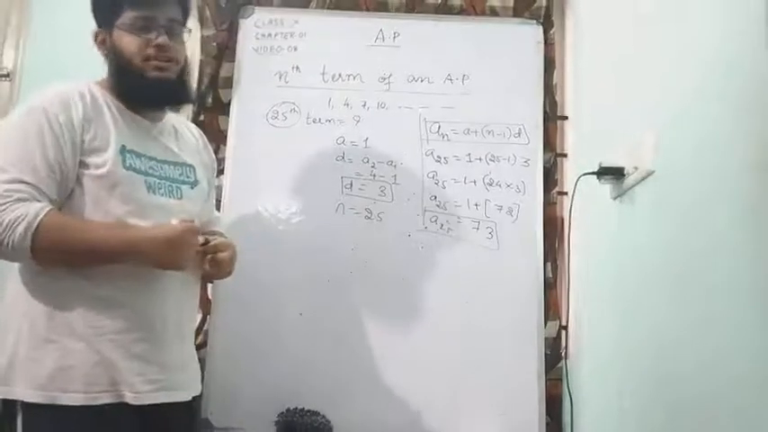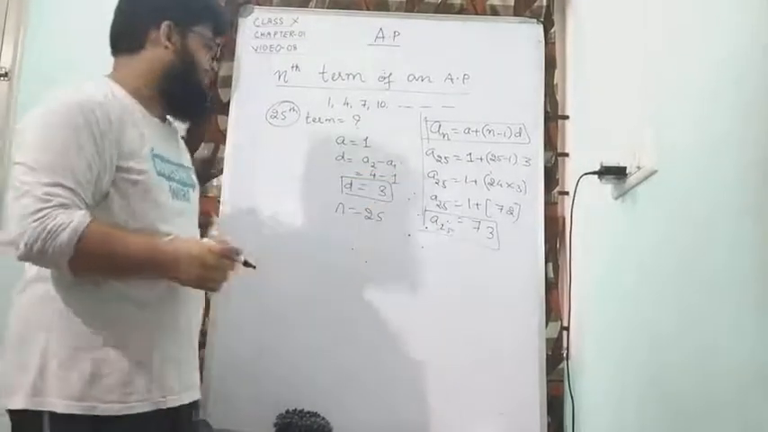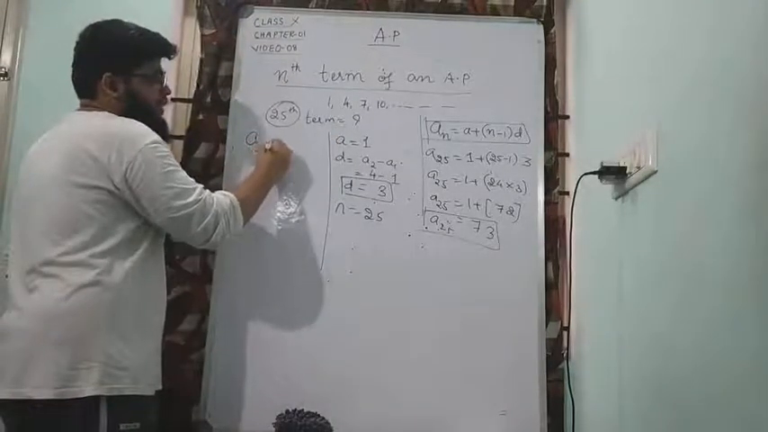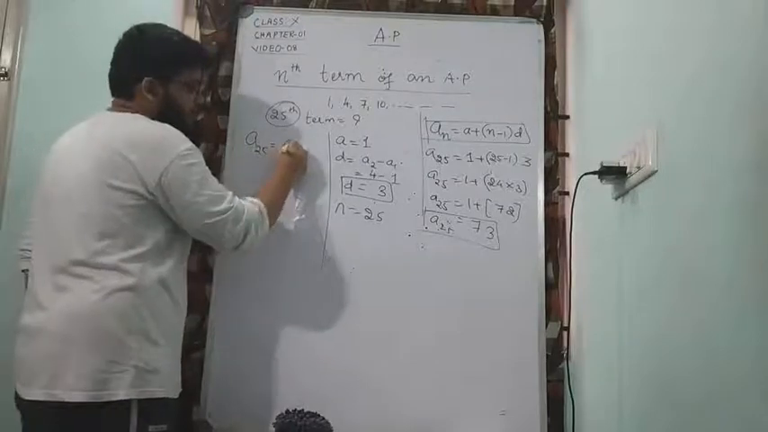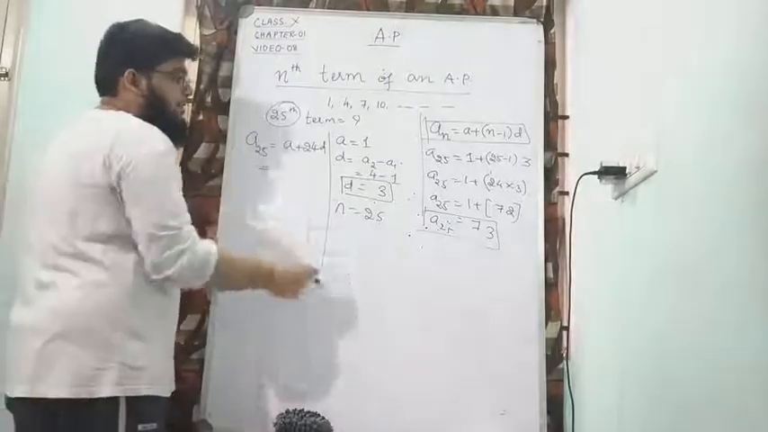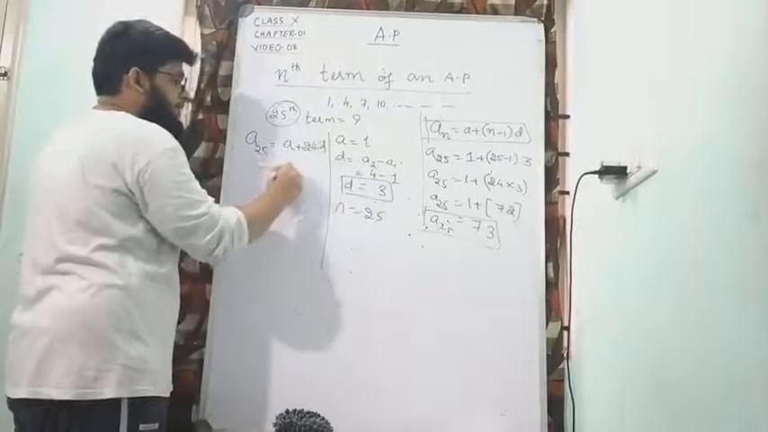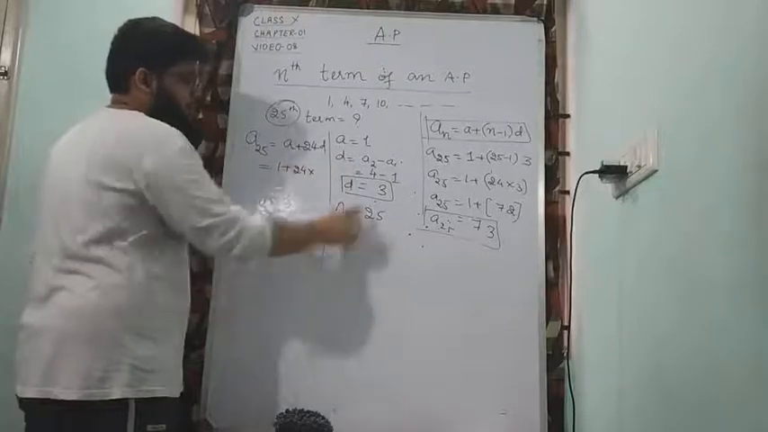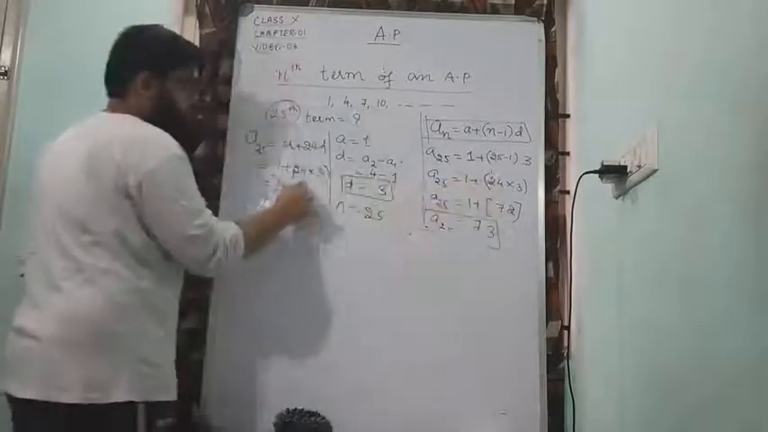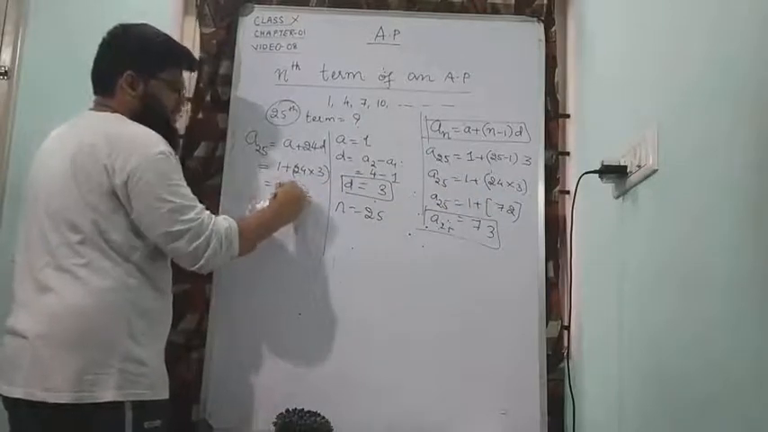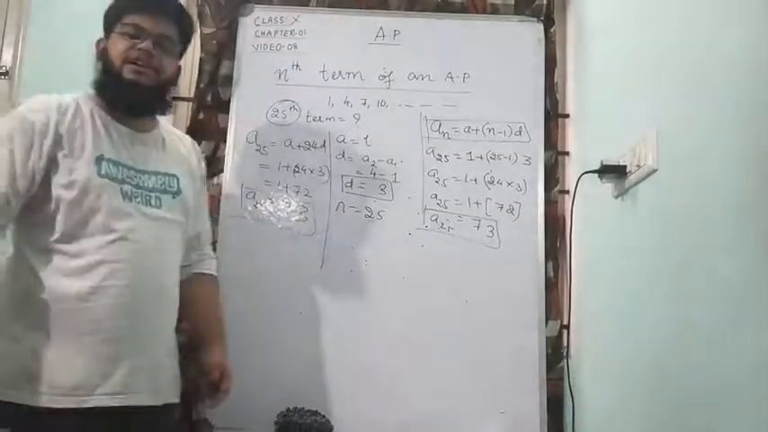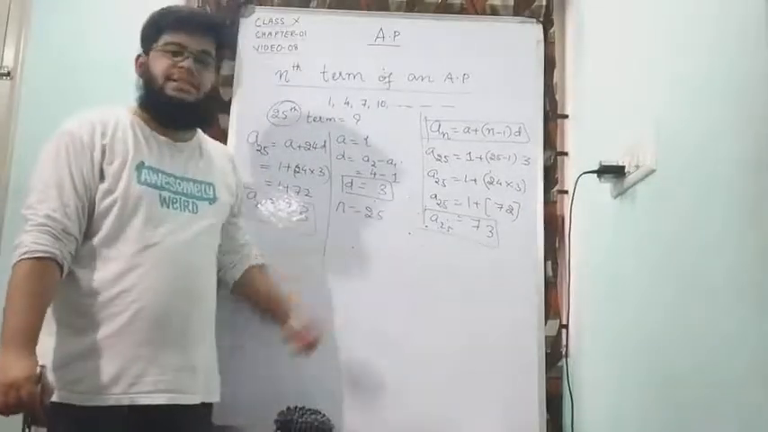But now you have also learned the general form. Let us see if we get the same answer by using the general form. A25, what is the general form of A25? A plus 24d. Is this correct? What is a? 1 plus 24 into d, which is 3. 1 plus, we saw 24 3s is 72, so 72 plus 1 is 73. That means you can also make use of the general form to get the same answer.